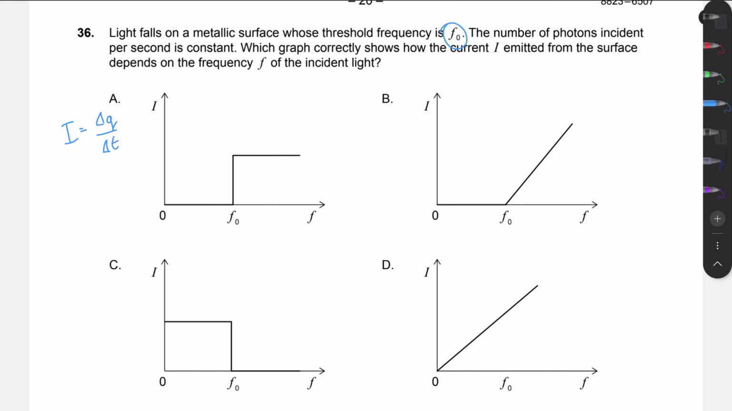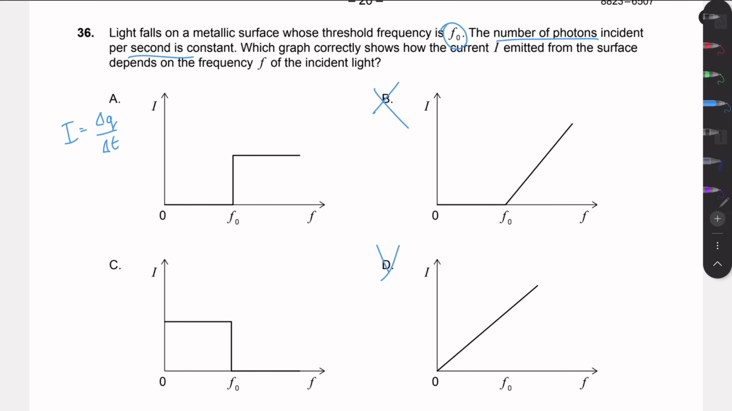So if we have more photons incident, then the photons will be hitting more electrons, so more electrons are being emitted, so the current increases. But here we're told that the number of photons incident is constant, so the current being obtained from this cannot change, or it cannot be increasing with the increasing frequency. So B and D are incorrect.